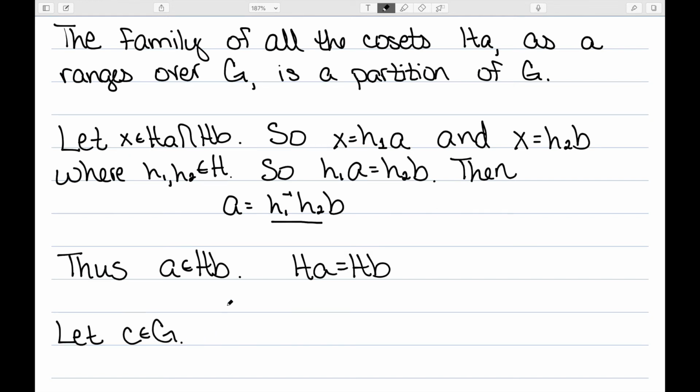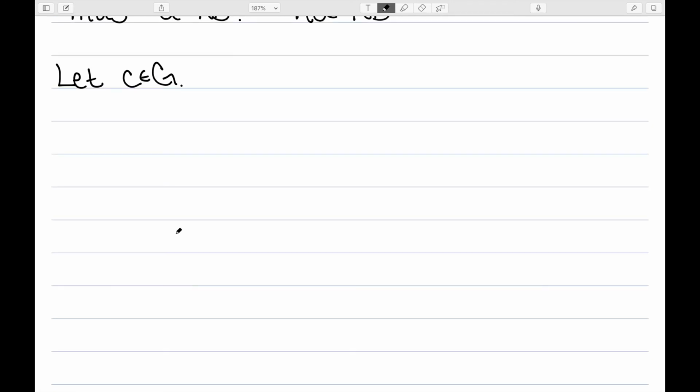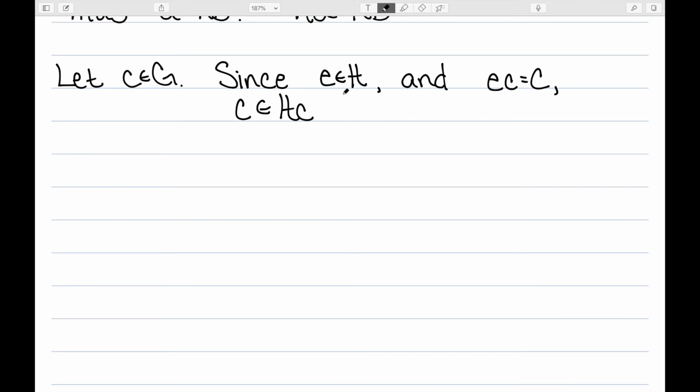Next, I'm going to pick some element C of G, and I need to show it's in some coset in order to show this is a partition. Well, since H is a subgroup, we know it must contain the identity. And since the identity times C is C, we know that element C belongs to my coset HC. So therefore, the family of all cosets is a partition.